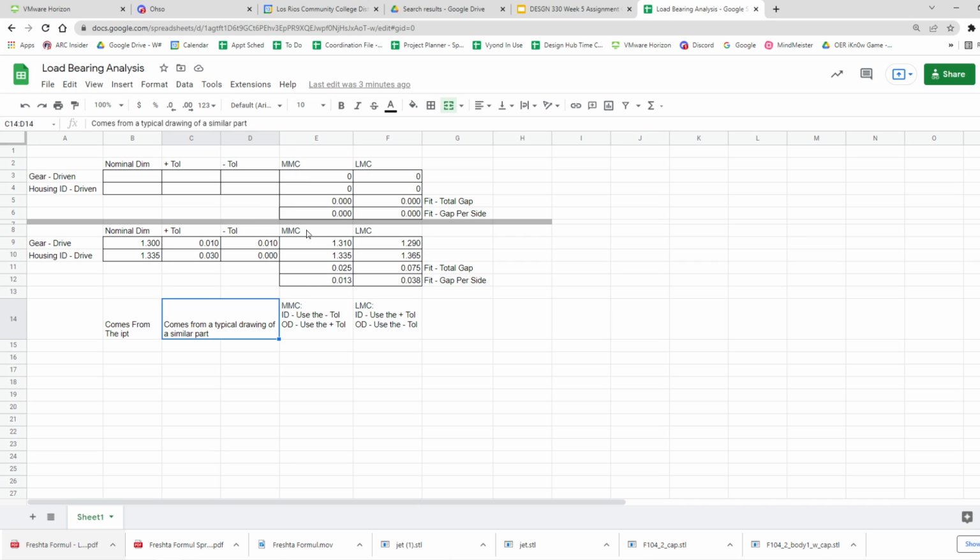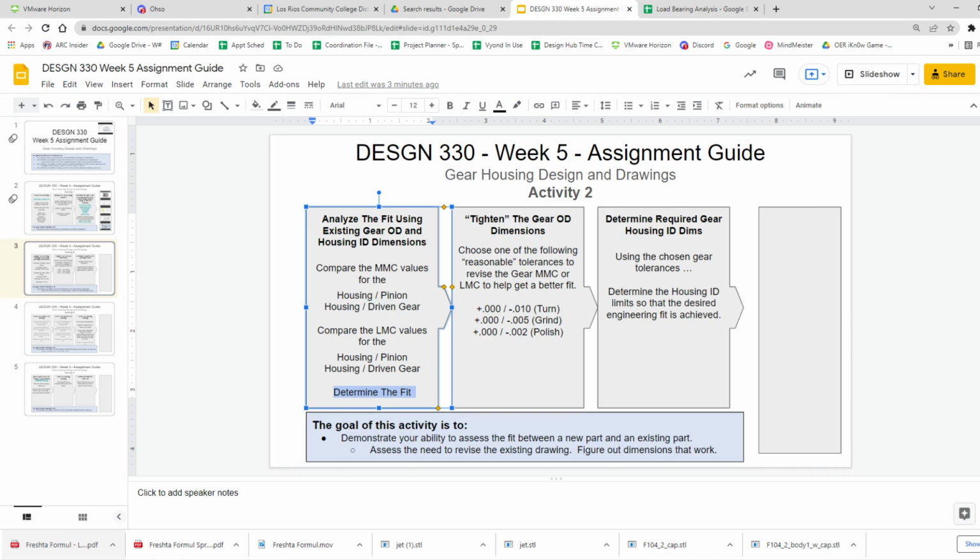Then we found what's called the maximum material condition. Both parts have as much material as possible. And we found out what those were. And then we had an LMC. Both parts have the least amount of material, according to the tolerances, as possible. And then we figured out the total gap. We call that the fit. And the gap on each side if it was perfectly centered. So now the trick, if we look at what we're being asked to do, we're comparing those.